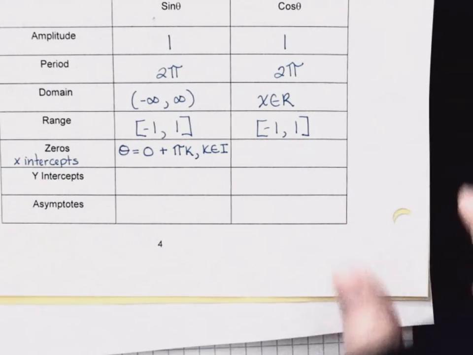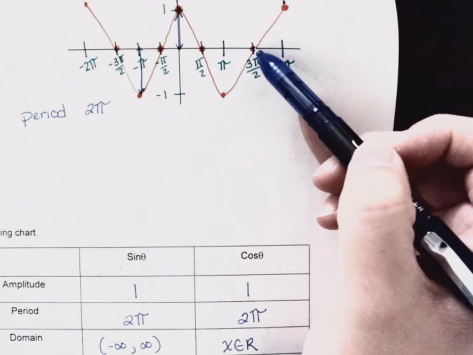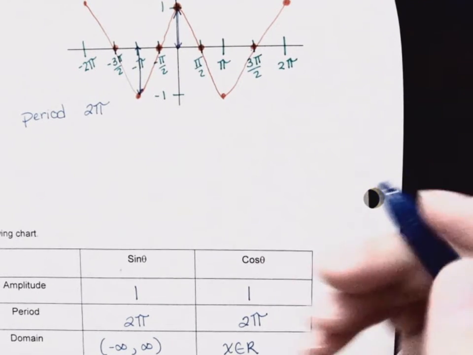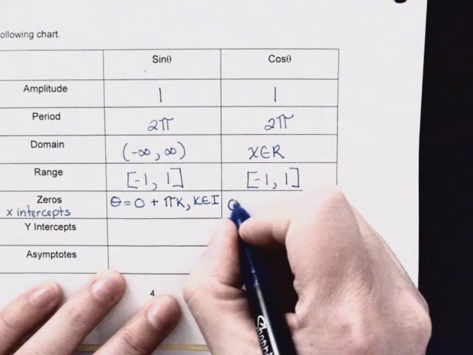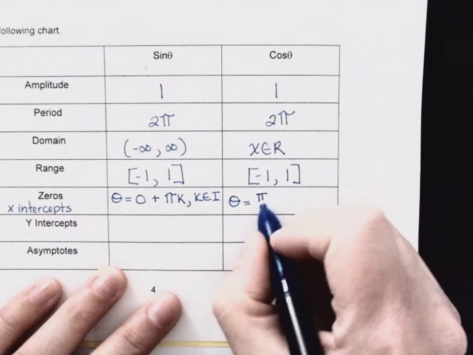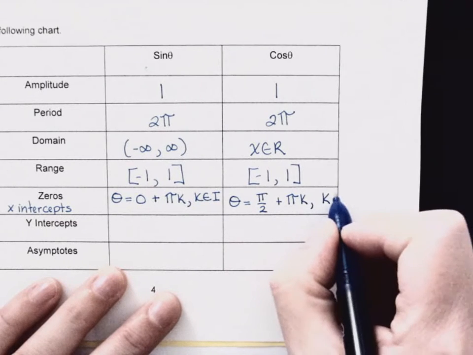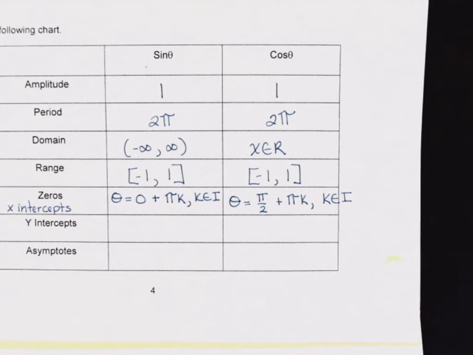They started at pi over 2. Where's your first one? Pi over 2. Where's your next one? What's the distance between those? Still pi. So this one's going to be theta equals, where's my first one? Pi over 2 plus pi k, where k is an element of the integers. Because we're going to add as many pi's as we need to, or take away as many pi's as we need to find those x-intercepts.